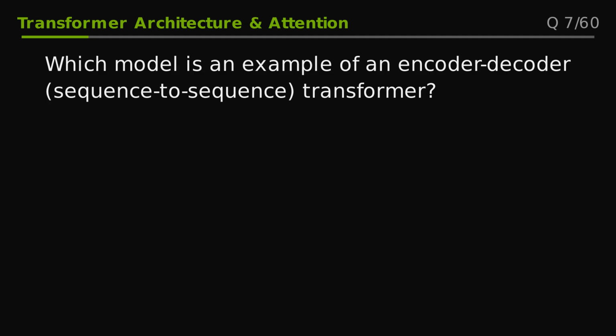Question 7. Which model is an example of an encoder-decoder sequence-to-sequence transformer? Option A. T5. Option B. BERT. Option C. GPT. Option D. ResNet.